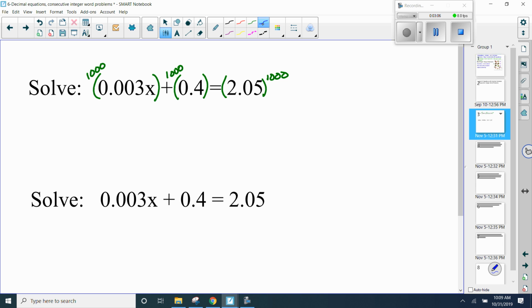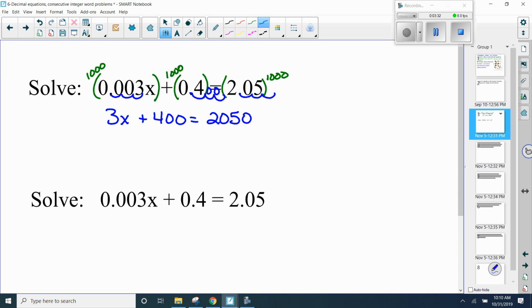So this is what you do. You don't look at it as times 1,000. You look at it this way: 1, 2, 3. That makes it 3x. And then you go here: 1, 2, 3. You have to add 2 zeros, and that makes it 400. You move it over 1, 2, 3, which makes it 2,050.